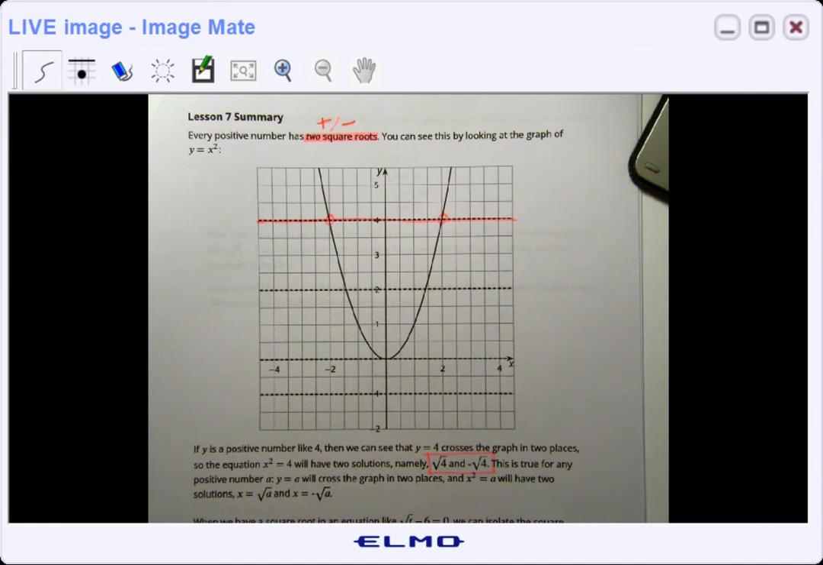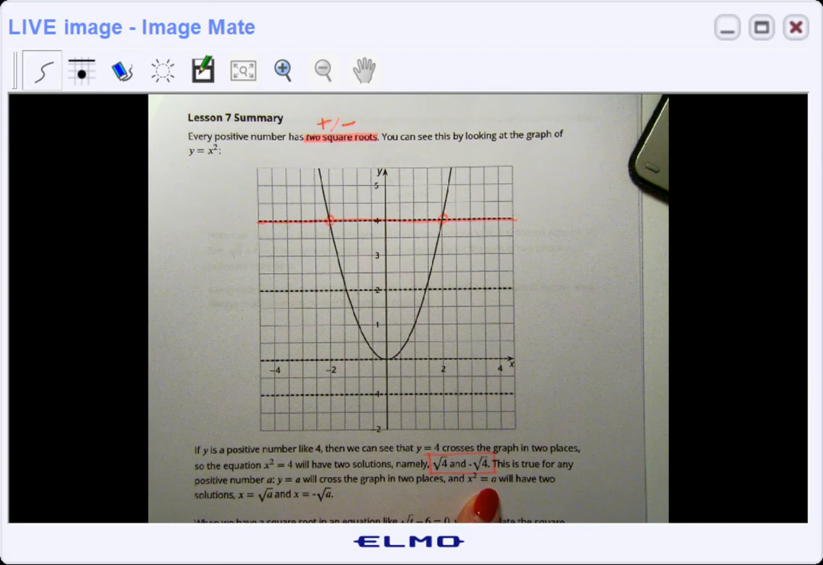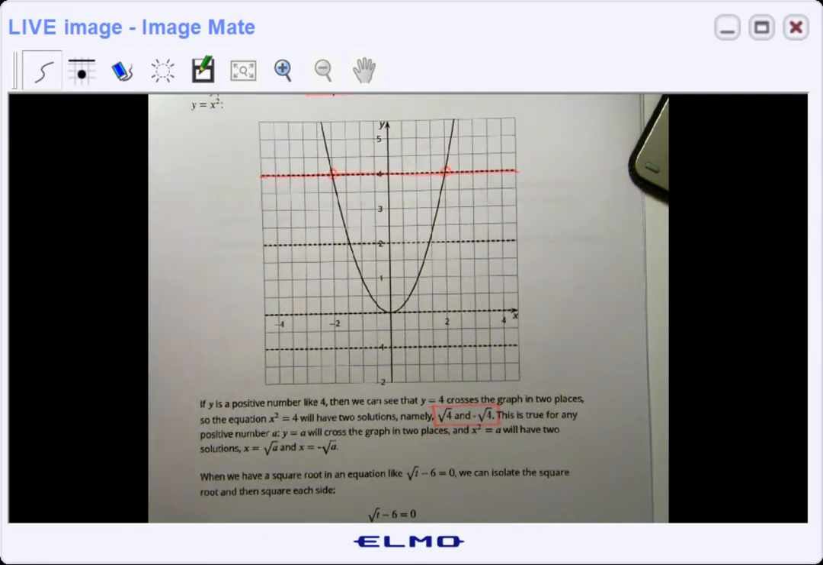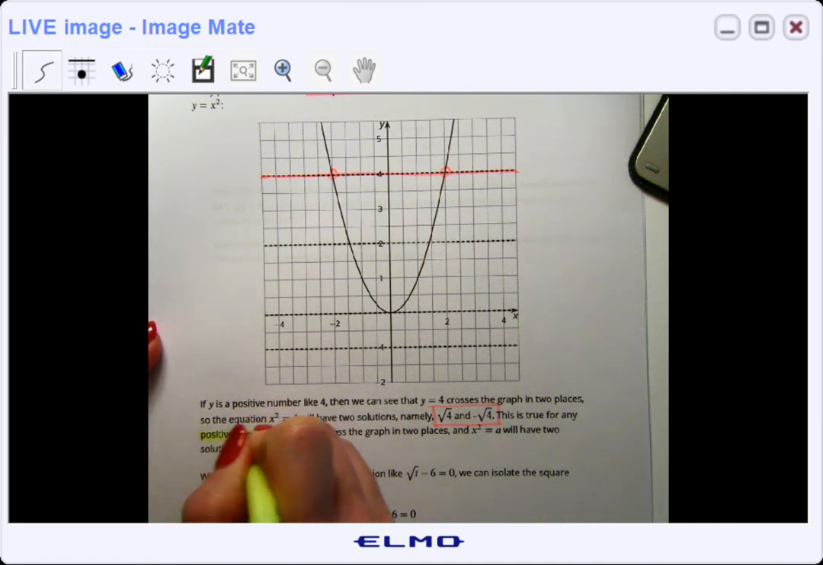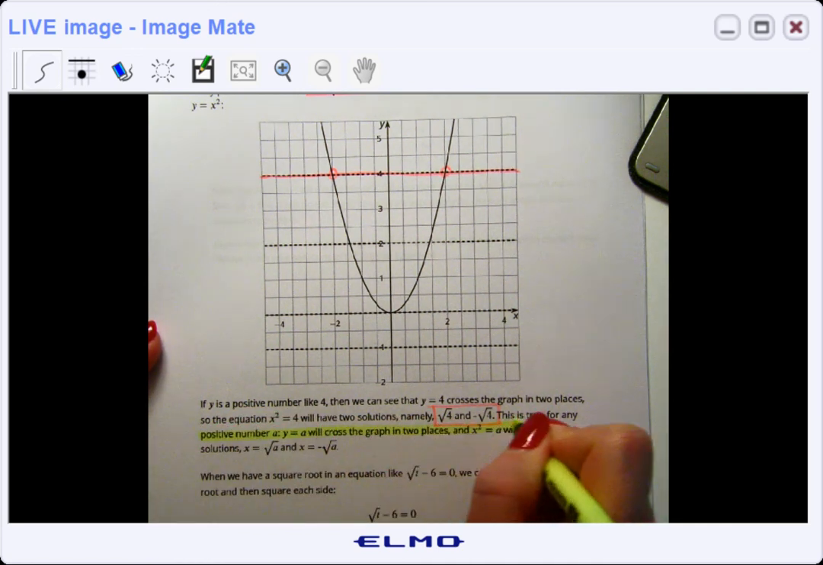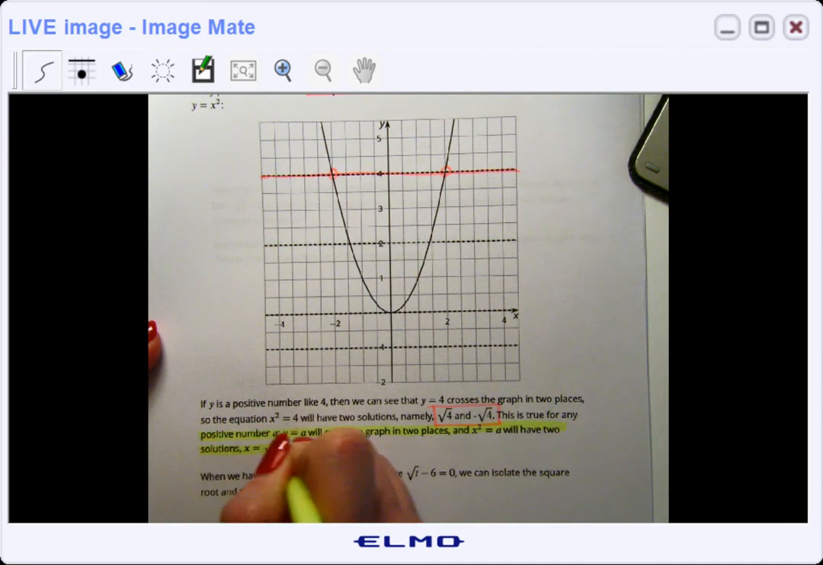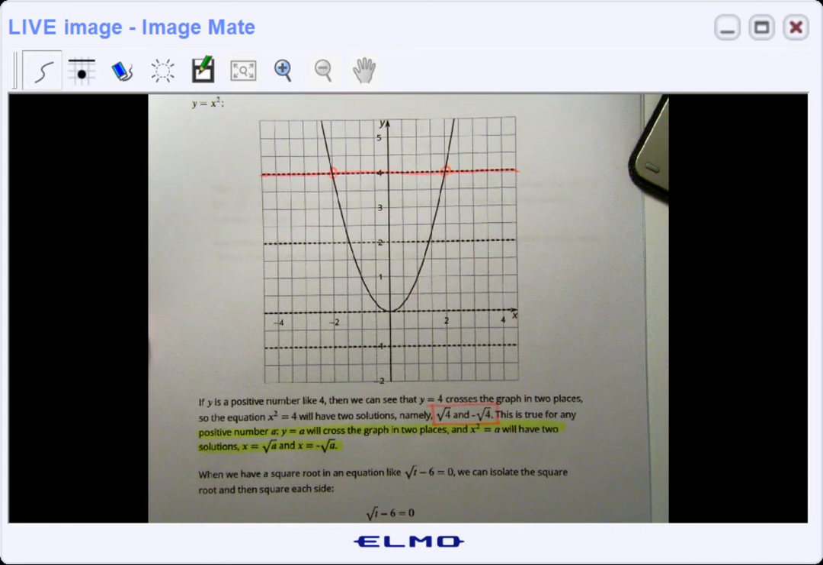So for any positive number a, y equals a will cross the graph in 2 places, and x squared equals a will have 2 solutions, the positive square root of a and the negative square root of a. That whole row of words is super important to understand.